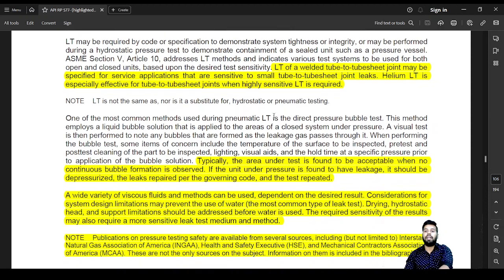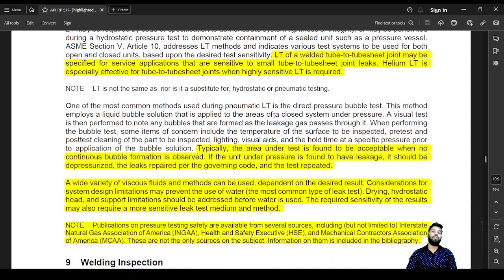Leak testing of the welded tube to tube sheet joint may be specified for specific applications that are sensitive to small tube to tube sheet joint leaks. Helium leak testing is especially effective for tube to tube sheet joints when highly sensitive leak testing is required. Typically, the area under test is found to be acceptable if no continuous bubble formation is observed. If the unit under pressure is found to have a leakage, it should be depressurized, the leak shall be repaired and the test shall be repeated.